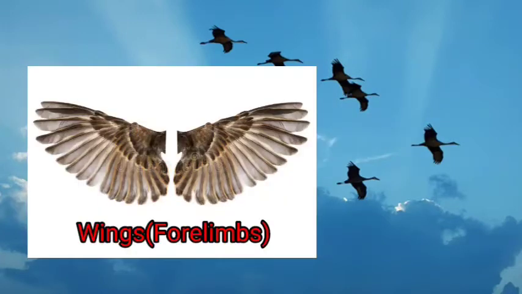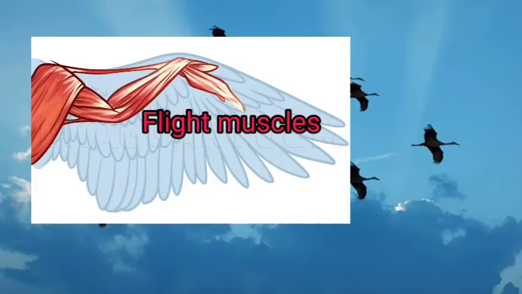Birds fly with the help of wings. You all might have seen the wings of the birds, no children? See the picture? These are called wings. Wings are otherwise called forelimbs. And these wings have a special type of muscles called flight muscles, and these muscles help the bird to fly in the air.